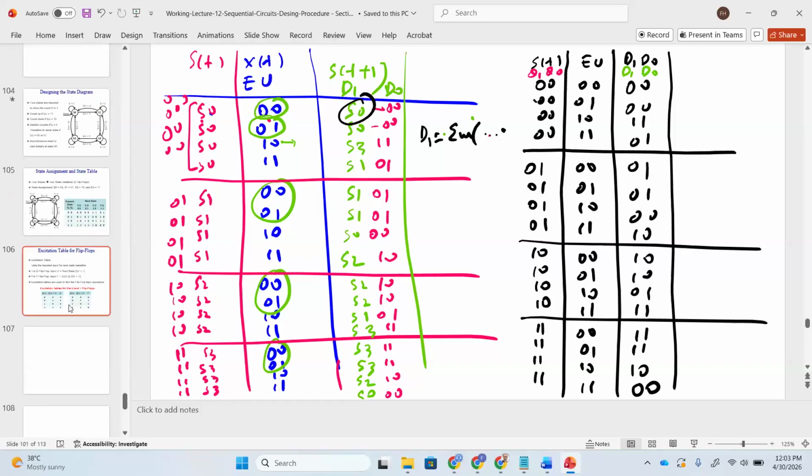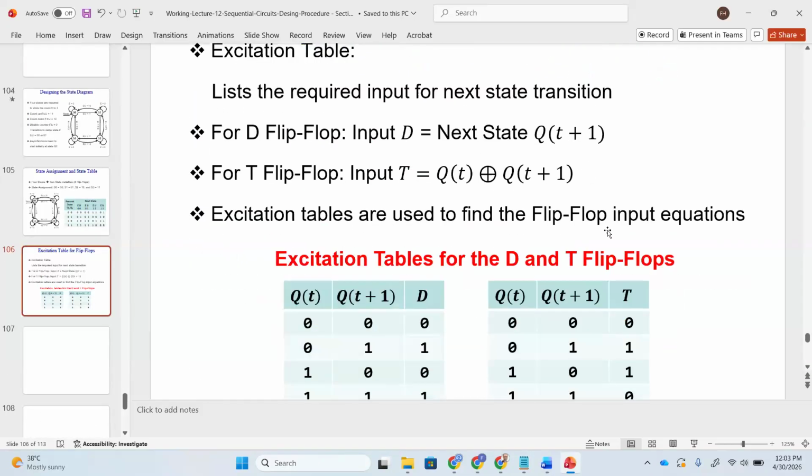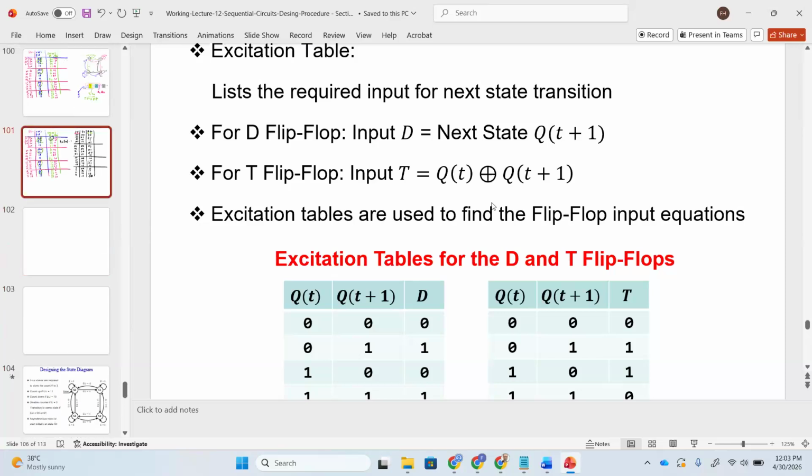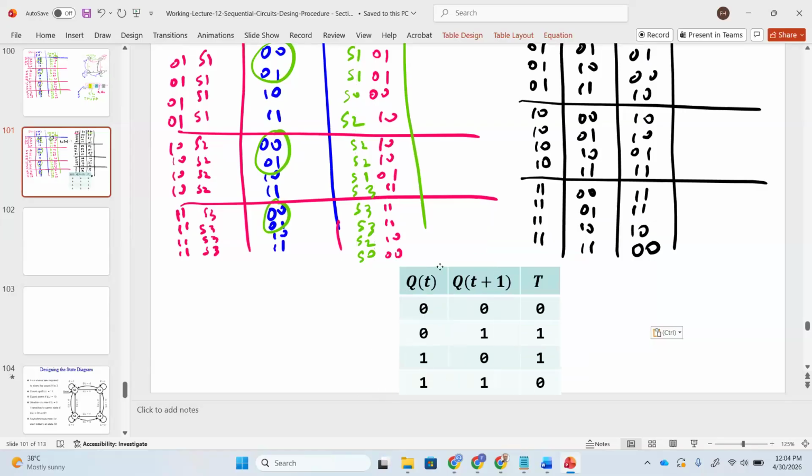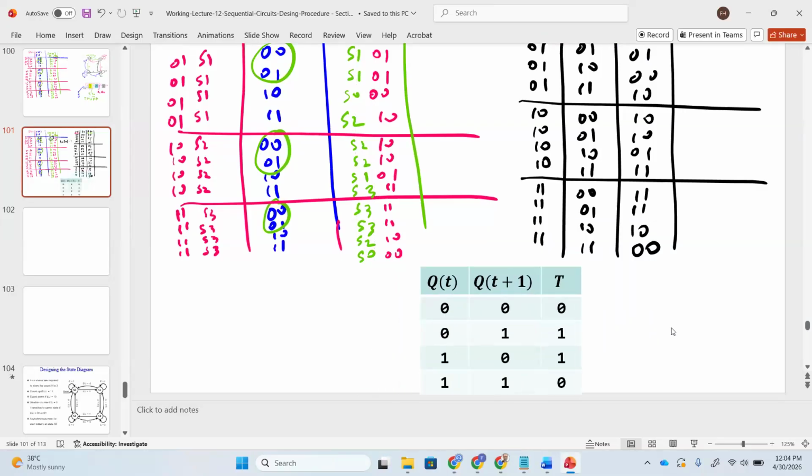So this is the excitation table for T flip flop. Remember, this QT is the same thing as QT, and this QT plus 1 is actually the next state, and this is actually DT. Got it or not got it? Because the next state is D. Any question? Is it clear or not clear?